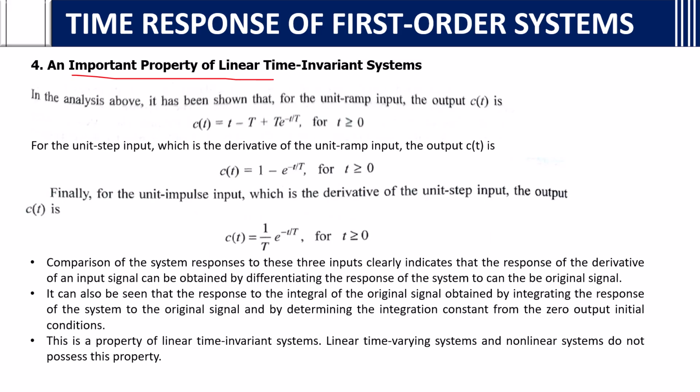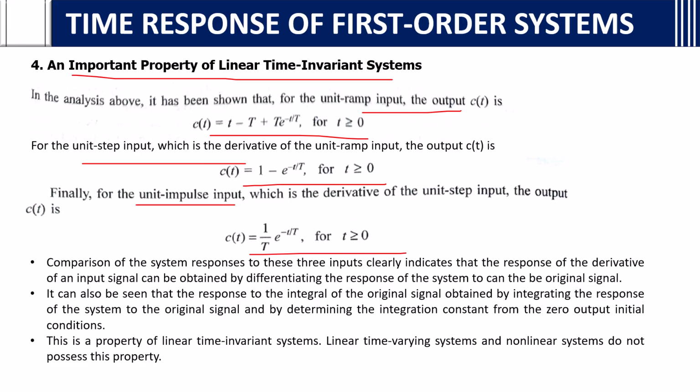Next, an important property of linear time invariant systems. In the analysis above, it has been shown that for the unit ramp input, the output c of t is this. For the unit step, you get this. Finally, for the unit impulse, you get this. These are all the equations. Comparison of the system responses to these three inputs clearly indicates that the response to the derivative of an input signal can be obtained by differentiating the response of the system to the original signal. It can also be seen that the response to the integral of the original signal is obtained by integrating the response of the system to the original signal, determining the integration constant from the zero output initial conditions.